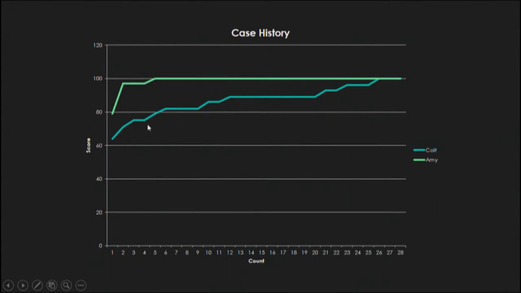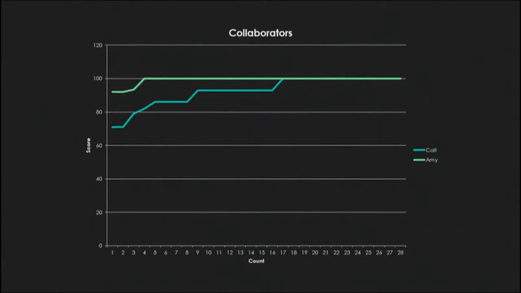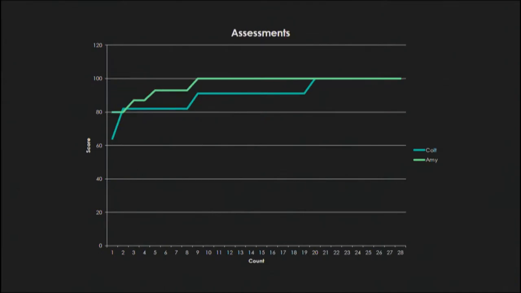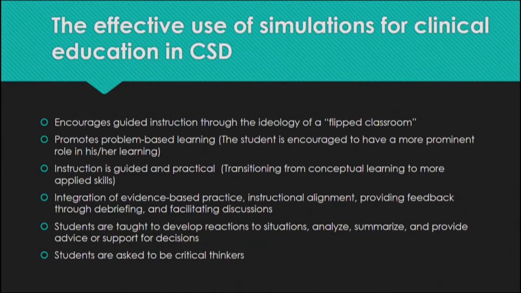Really, a lot of scattered scores and not all that good. When we got to Amy, after more practice, they did very well. Same thing with collaborators. Colt was all over the place here. With Amy, it was mostly 100%. They knew who to pick to work with. And assessments got better, although I still think we need a little work. And diagnosis was better. Okay.